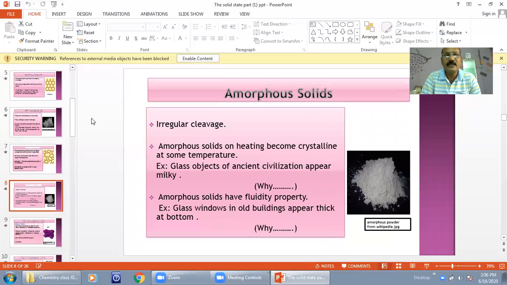Now, amorphous solids form irregular cleavage. You can observe here the powdered form of amorphous solids. Amorphous solids on heating become crystalline at a particular temperature. It means an amorphous solid at a particular temperature can form crystals. Hence, on heating they become crystalline solids, like glass. From ancient times, they appear milky. Why? Amorphous solids have the fluidity property. Why? All these are points that will come across in the whole chapter.